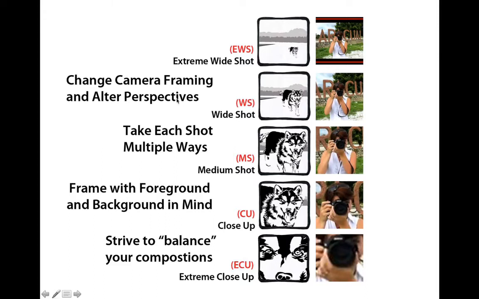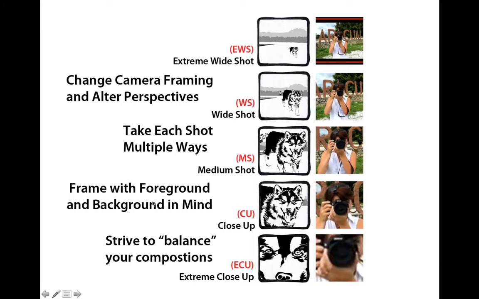So just some of the things that we talk about here on the side is change camera framing and alter your perspectives. Get down on a knee, stand on a ladder, swing to the left, swing to the right. Take each shot multiple ways. If you have control of your set or of your surroundings, it's okay. Back it up, do it again. Shoot it from a different angle. Shoot it this way or that way.